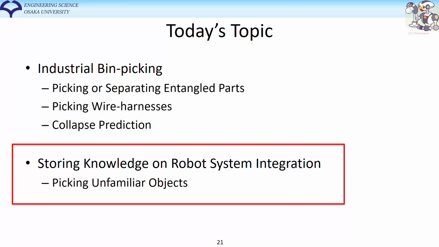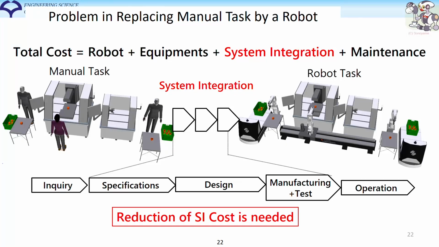Okay, so let us move on to the second topic, storing the knowledge on robot system integration. We want robots to be distributed in many areas and many small companies. This slide shows a typical case: on the left-hand side, human workers perform the task, and on the right-hand side, we show the case where the robot performs the task.